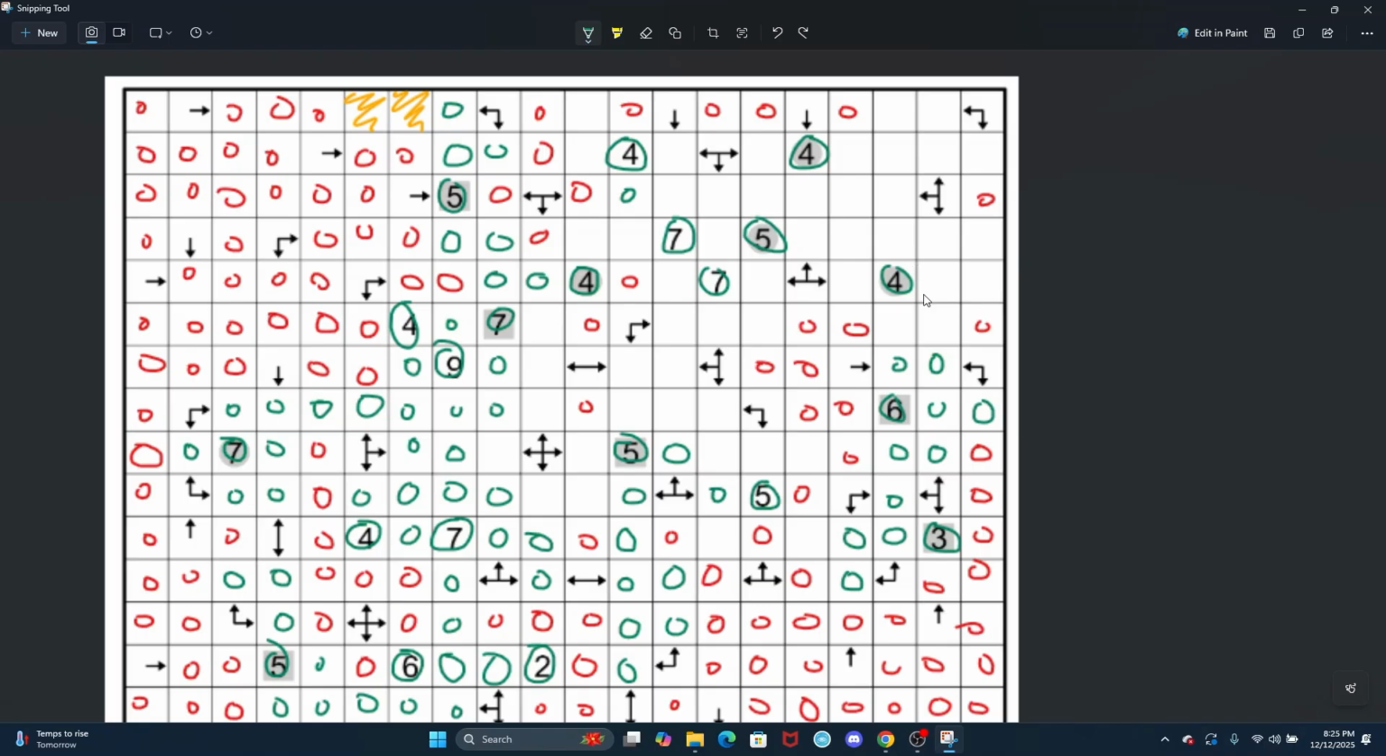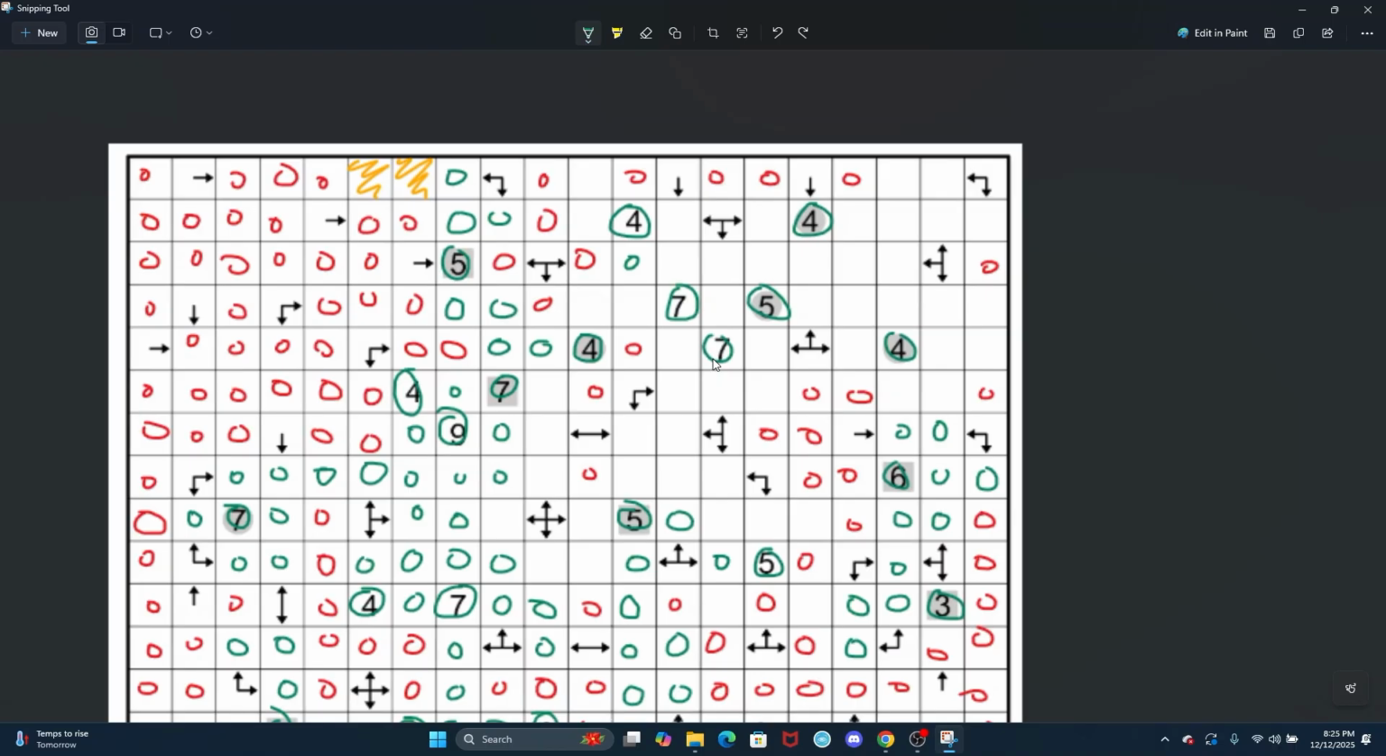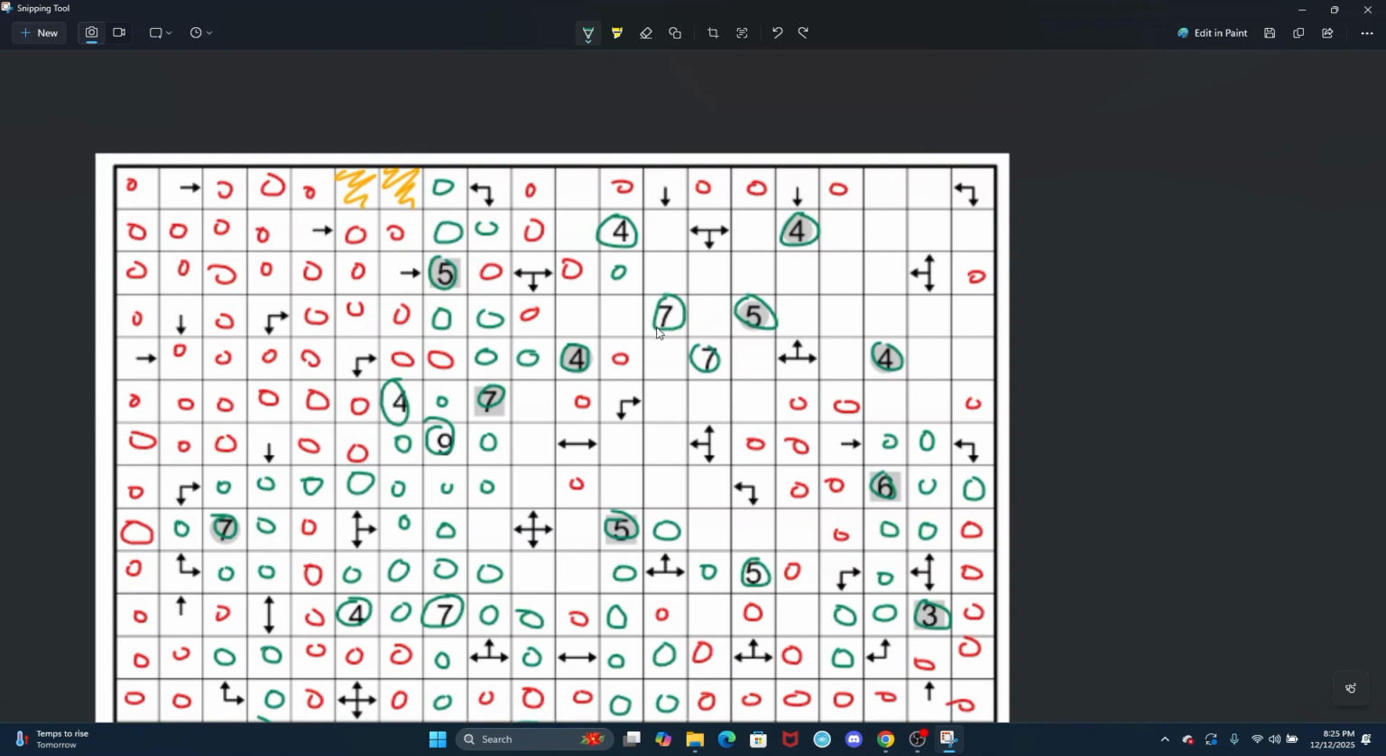I don't know. Maybe we gotta use the numbers again. I've been sort of neglecting the numbers for a little bit. This 7 has one red tile, so we can only have one more red tile among the other squares around it.